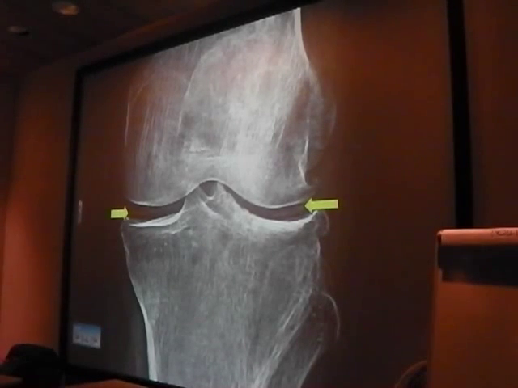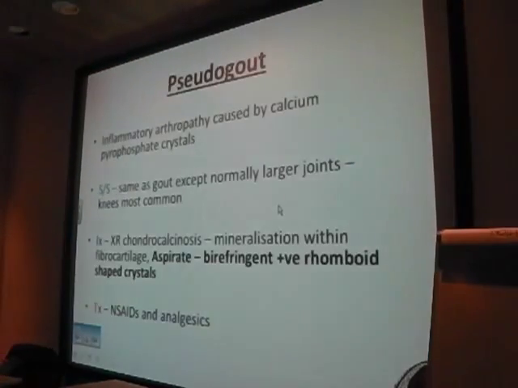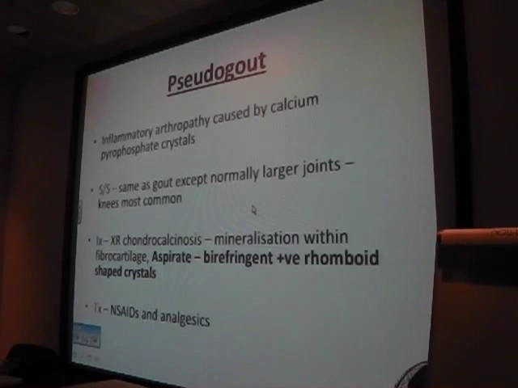As you can see here, this slight line that you can see along the synovial membrane where calcium has been deposited, that's typical of pseudogout. And obviously you have the birefringent positive rhomboid crystals. Treatment again is with NSAIDs and analgesics, but you don't go on to give them allopurinol.